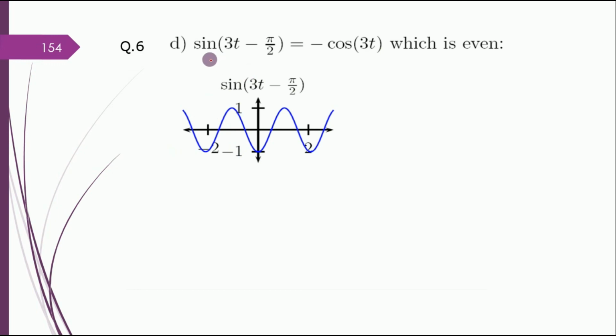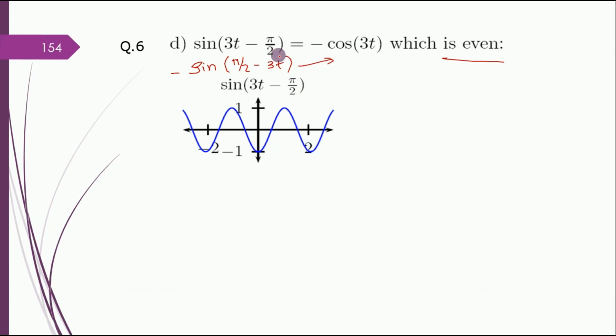That's fundamental. Sine of 3t minus pi by 2. This is written as, if I take minus outside, pi by 2 minus 3t. This will result in minus cos 3t. So cos 3t is an even signal. Of course, it is amplitude scaled with minus, so it will be inverted, but it is an even signal. Hence, it gives an even signal.